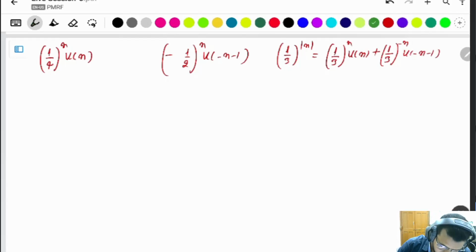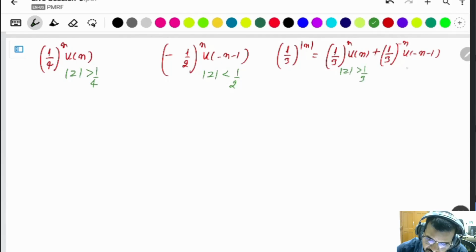For the first one, this is a right side signal, so the ROC should be greater than 1/4. In the second case, it is a left side signal, so the ROC should be less than 1/2. The third is a right side signal, so the ROC should be greater than 1/3. This is the left side signal, so the ROC should be less than 3, that is, 1 less than 3.